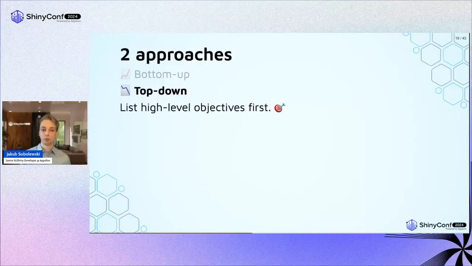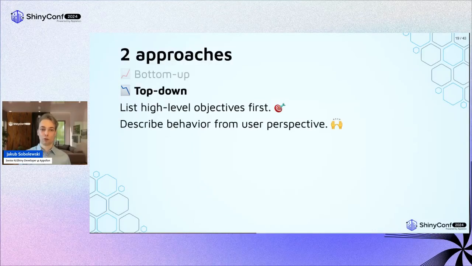The other approach is top-down, where we focus on high-level objectives first. We describe the behavior from user perspective. If it's a Shiny app, this is the perspective of the user interacting with the app. If it's a package, this could be a perspective of a user that uses our functions exported from the package. And we fill in the gaps until tests pass.